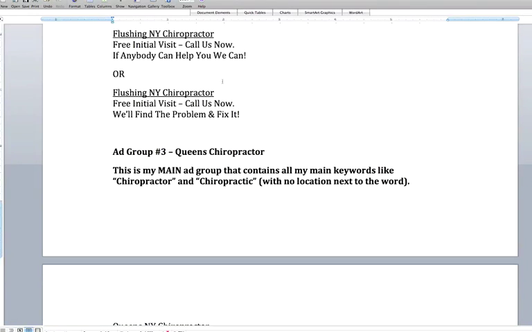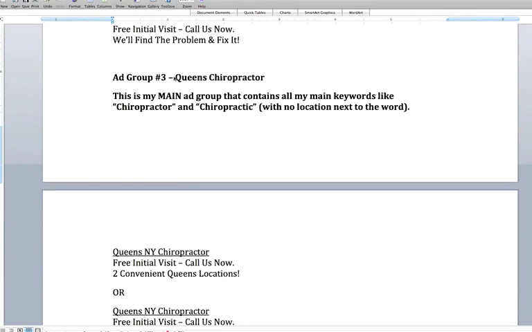And then the third ad group here, the main key group, would be Queens Chiropractor, because both Bayside and Flushing are located within the borough of Queens. That's the bigger neighborhood. So if you're in a city like Las Vegas, that would be your big category. Queens is a big category, something like that. So this is the main ad group here that contains all my main keywords like chiropractor and chiropractic with no location next to the word.